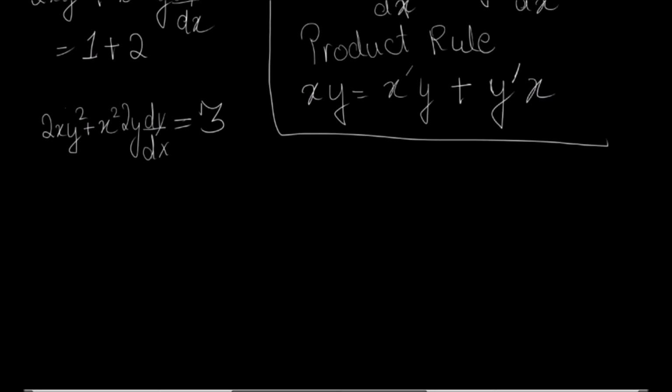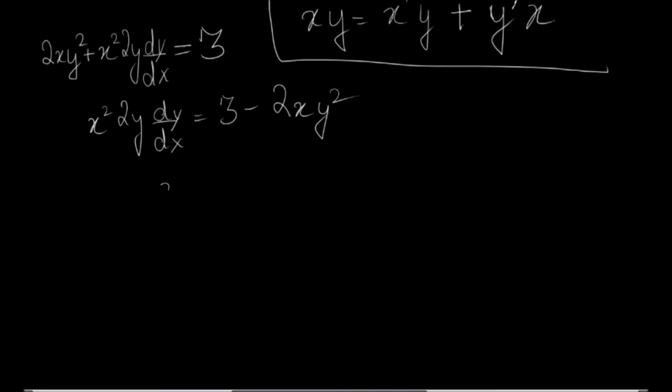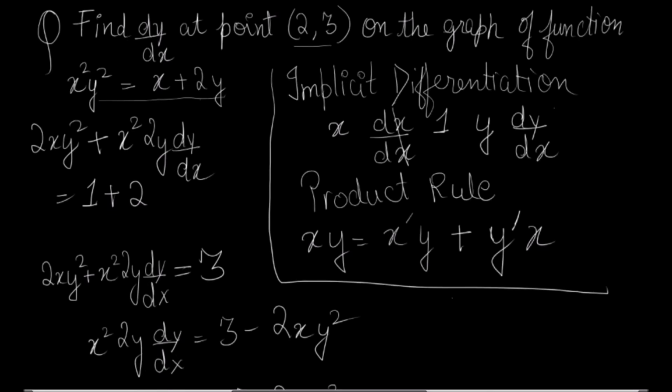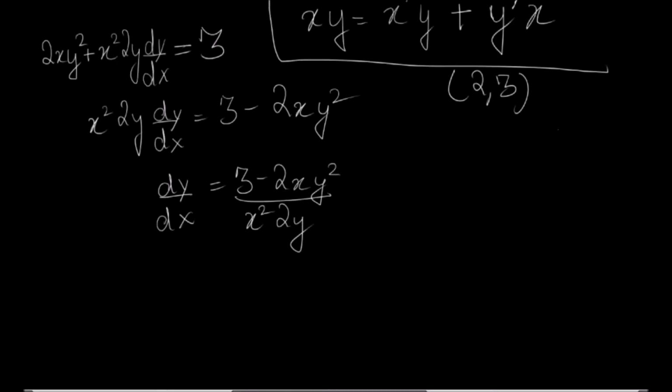And now we're going to isolate dy over dx. So we can subtract 2xy squared from 3, and then we can divide the term on the right side by x squared 2y. And now we have dy over dx, and we have to find it at the point (2, 3). So the x value is equal to 2 and the y value is equal to 3.